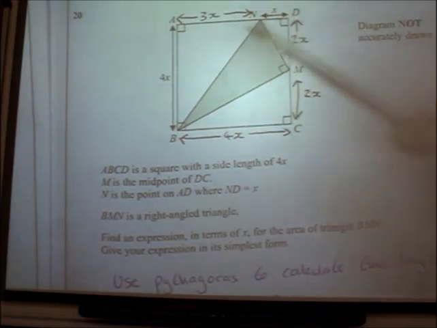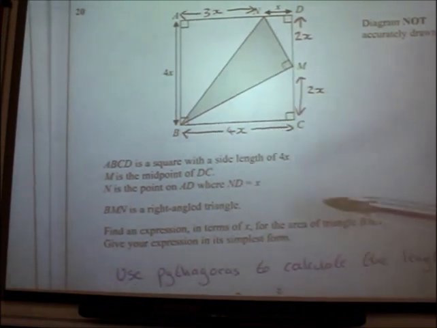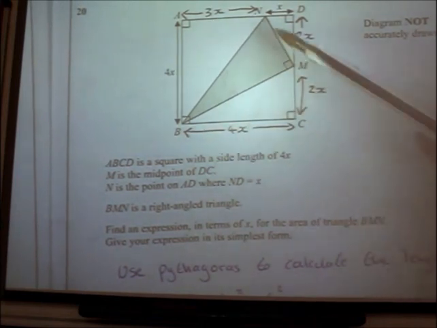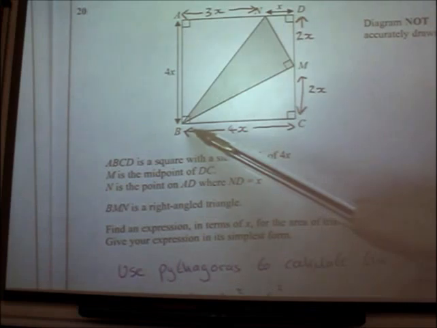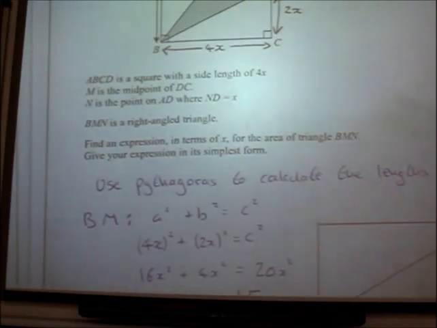If that's x, then that must be 3x, and the whole bottom thing is 4x. So use Pythagoras to calculate the lengths, because eventually we're going to do base times height divided by 2. So we need to work out BM, then we're going to work out MN, but using Pythagoras.